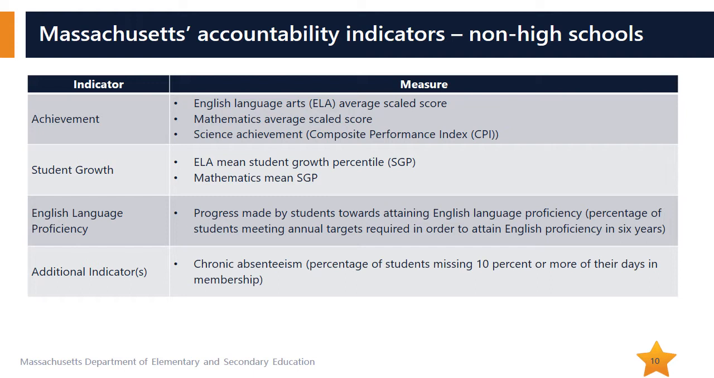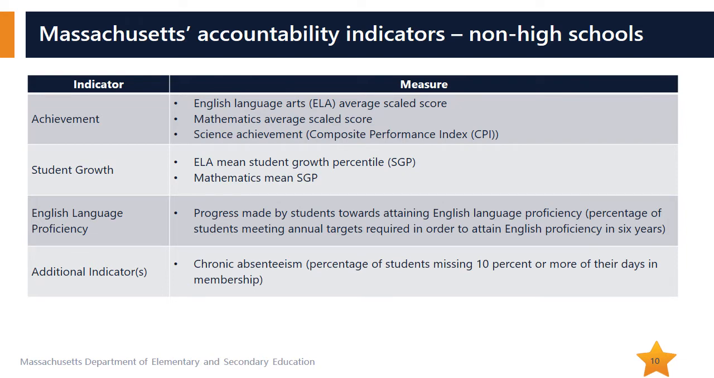For non-high schools, achievement indicators include the next generation MCAS English Language Arts and Mathematics Average Scale Score, and the Science MCAS Composite Performance Index, or CPI. We are able to use the average scaled score for the next generation MCAS results because the new test is designed in such a way that allows us to compare scaled score results across grades. The legacy tests, including science, were built at different times and measure different standards, so we must continue to use the CPI to report science achievement.